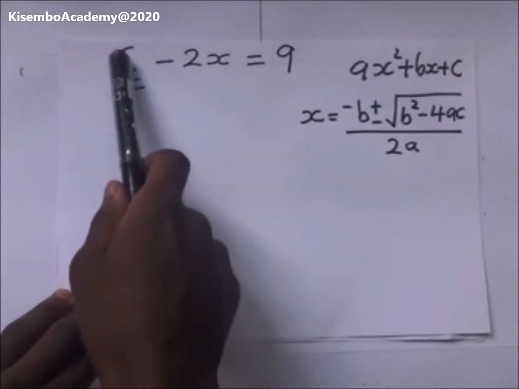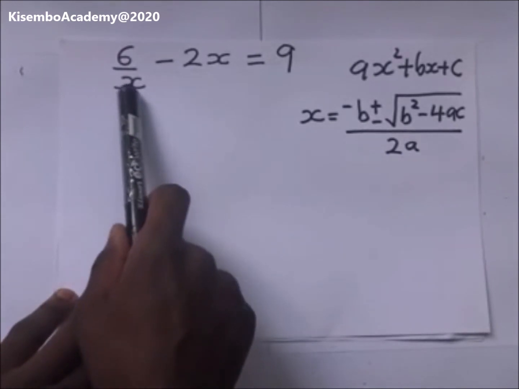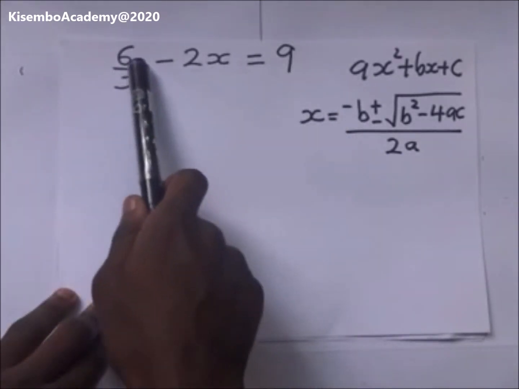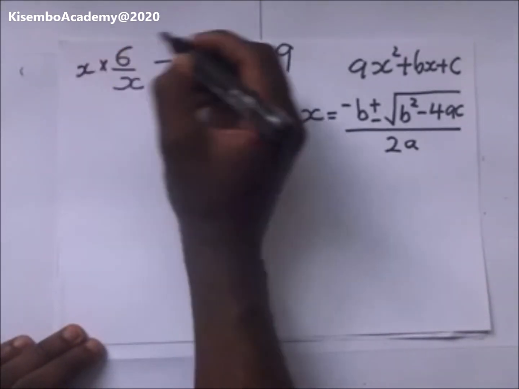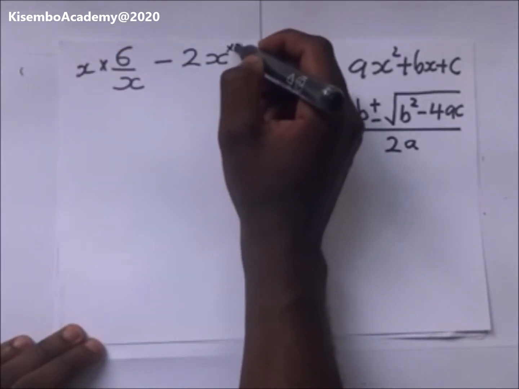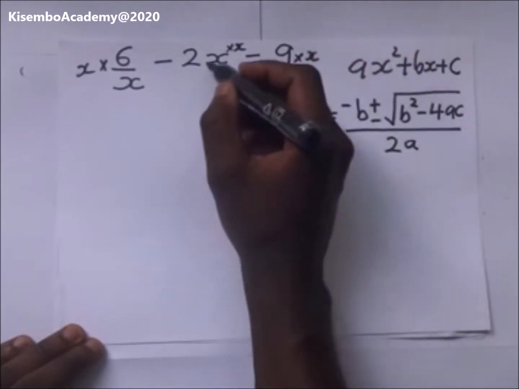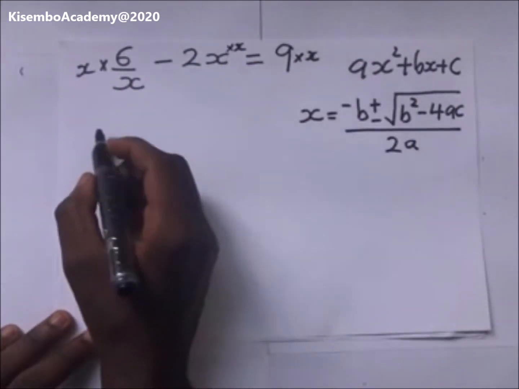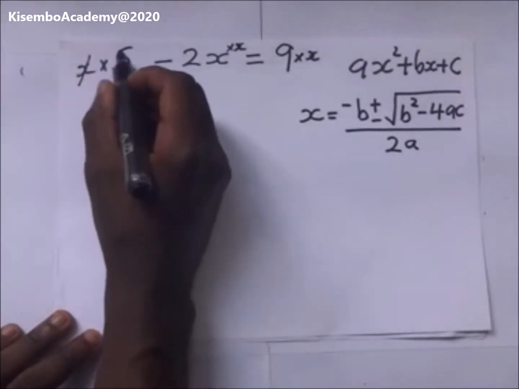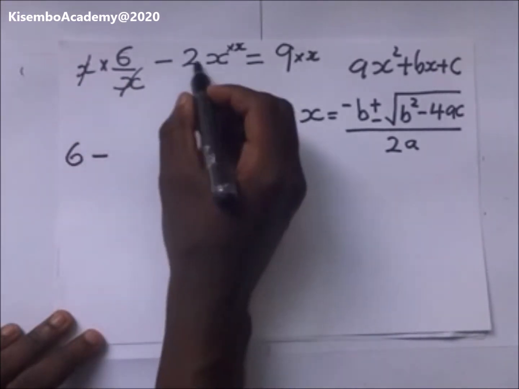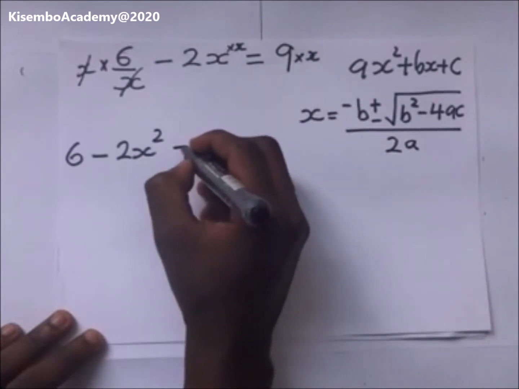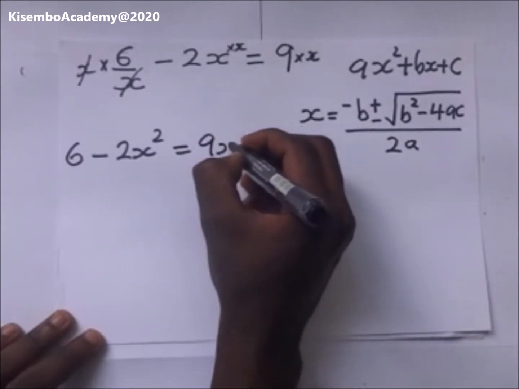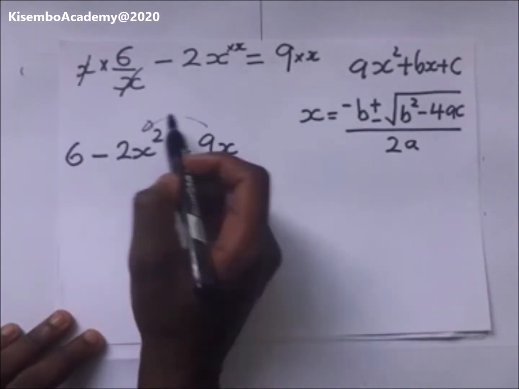So looking at this, we have a fraction 6 over x. So we first make it a flat equation by multiplying through by x. So we shall multiply by x here, and by x there. So from this stage, our next step is going to be this. You remain here with 6 minus 2 times x, which is minus 2x squared, is equal to 9x. So you shift this 9x to come this way.